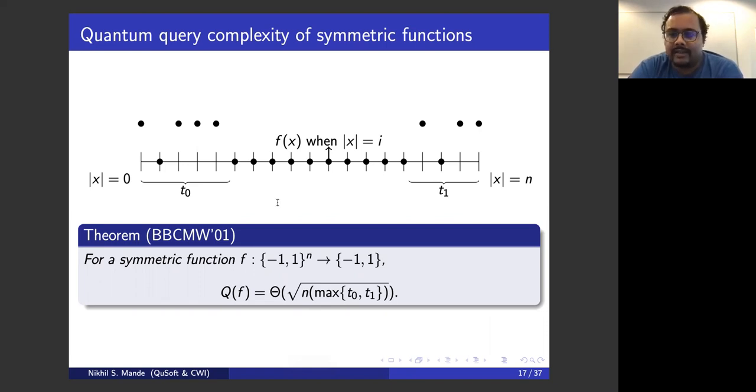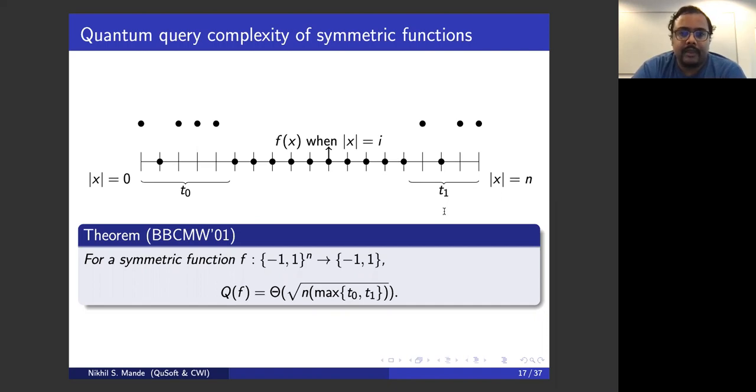Let's just take a look at an example. Let's say the function is OR. How does its spectrum look in this case? When the Hamming weight is 0, the value is 1. And on all other Hamming weights, it outputs -1. So in this case, T1 is equal to 0 because the interval starts here and ends here. So T1 is equal to 0, but T0 is equal to 1. So the quantum query complexity of OR is theta of square root n.